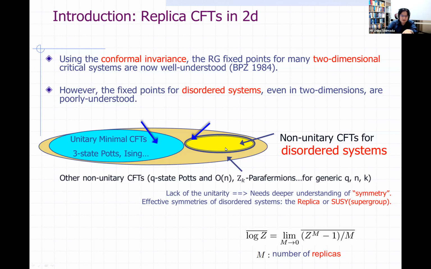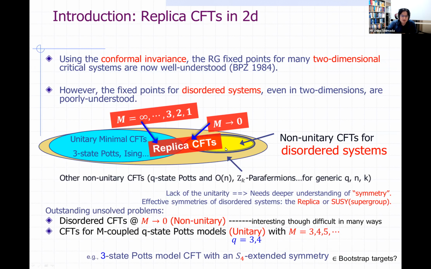On top of this diagram, I superpose this. M equals 0 describes disordered models. And in the unitary region, we have a series of replica CFTs, from M equals infinity to 3, 2 and 1. M equals 1 is the original usual CFT.